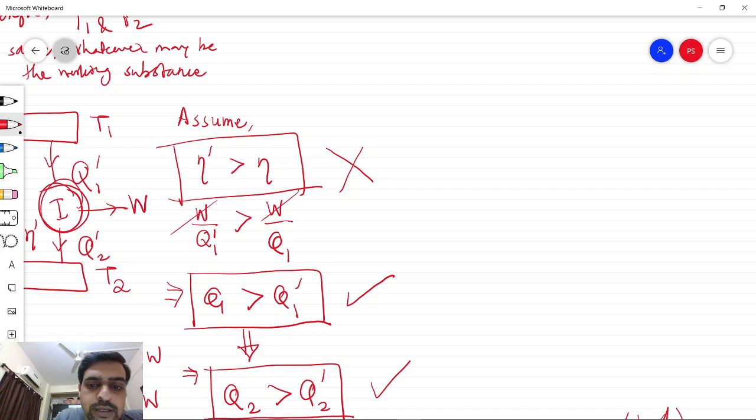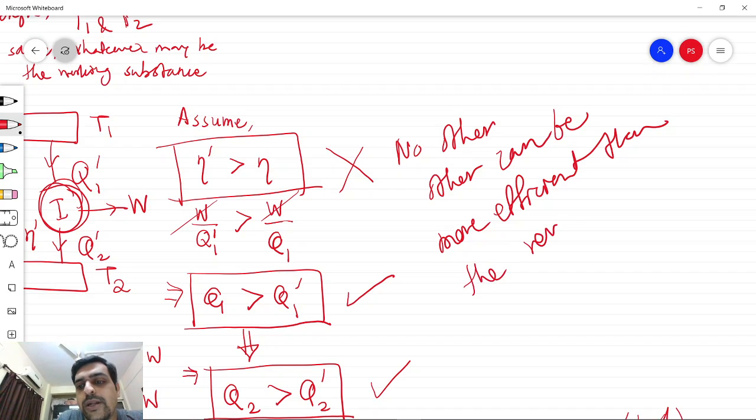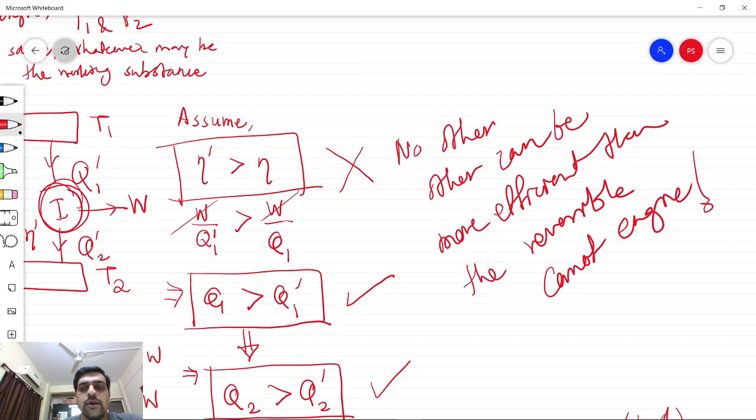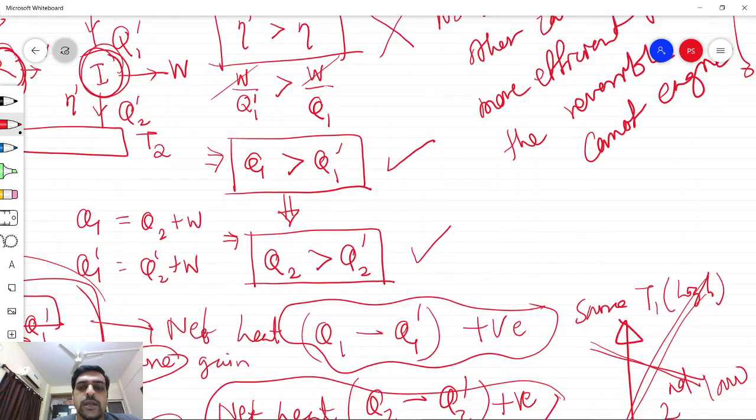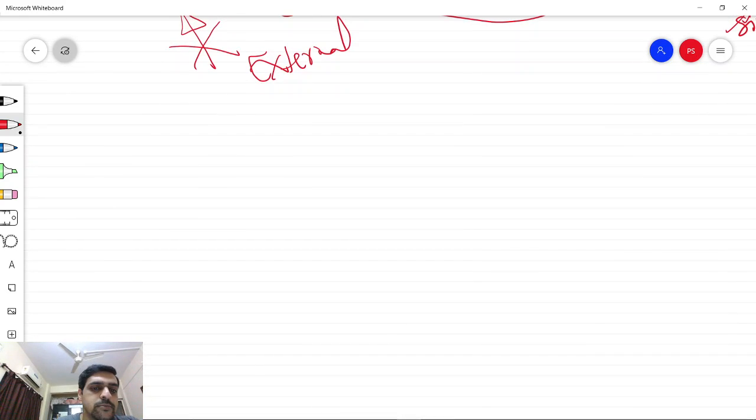So no other engine can be more efficient than the reversible Carnot engine. And this is how we prove the first statement, or the first part, of Carnot's theorem. Now let us move to the corollary part, or the second part, of the theorem.